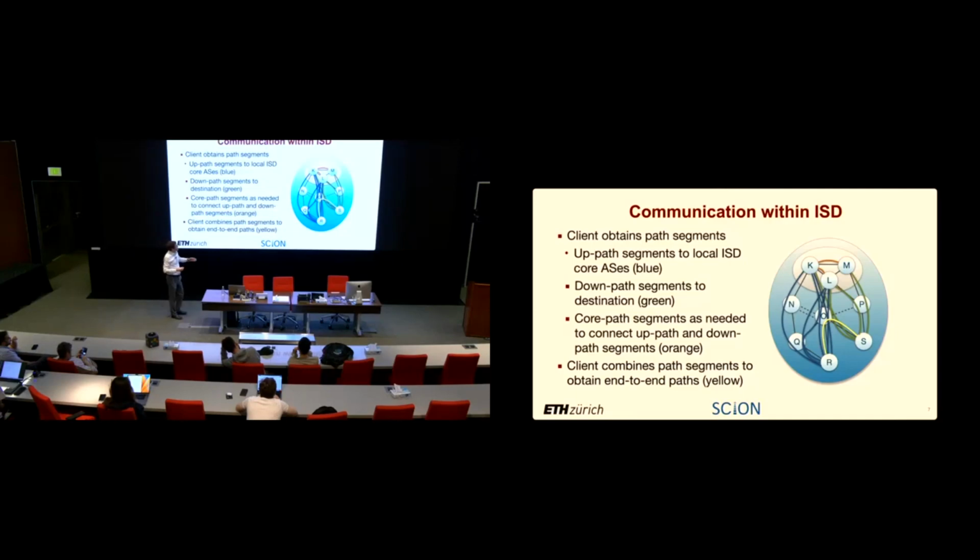So one example is a shortcut path where you go up one step and then back down. So you don't always have to go through the core. Or you can also use peering links. This is very similar to how peering links work in today's internet. And also several other options.